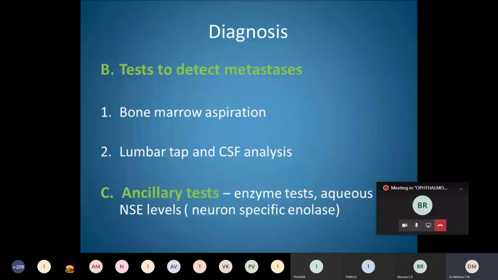How do you detect metastasis? The tests to detect metastasis: first is bone marrow aspiration. Second is lumbar tap and CSF analysis. Third is an ancillary test: enzyme analysis is very important, with neuron-specific enolase levels. If raised in the aqueous, that indicates retinoblastoma.